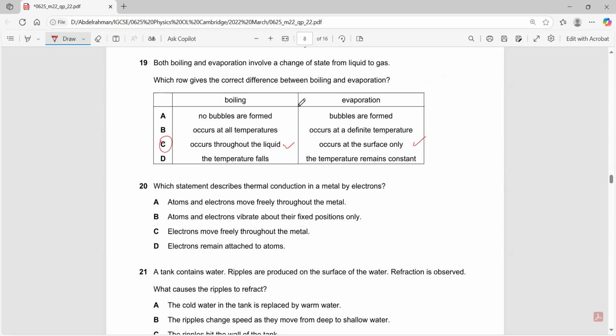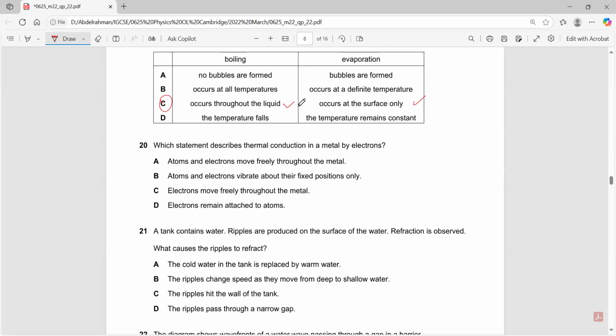Which statement describes the thermal conduction in metals by electrons? Electrons freely move in the metal, right? Free moving electrons. These are all wrong answers.